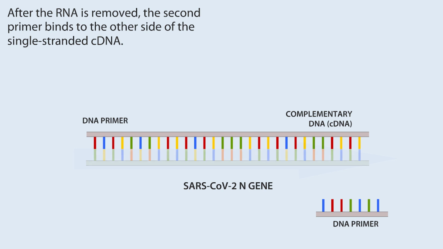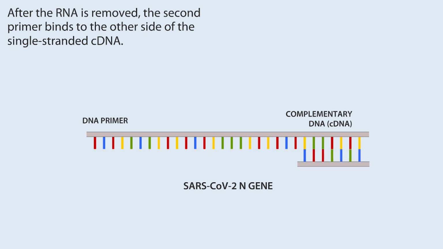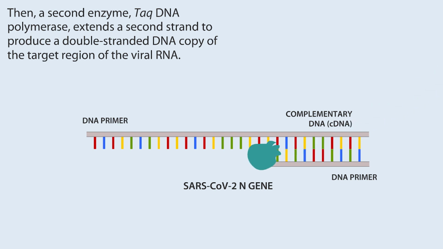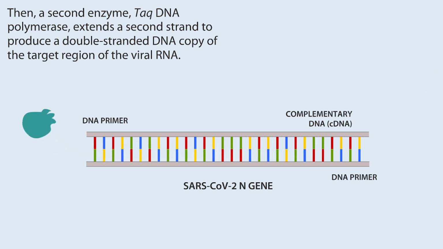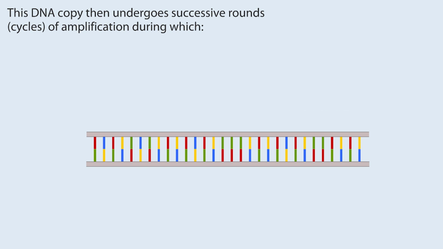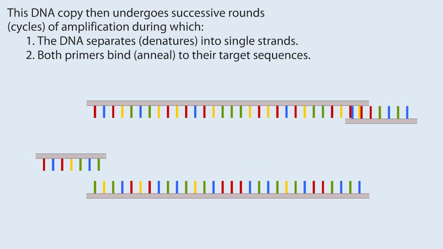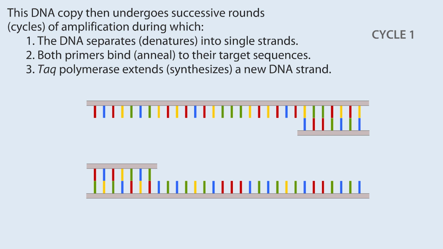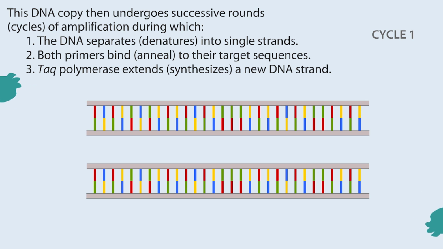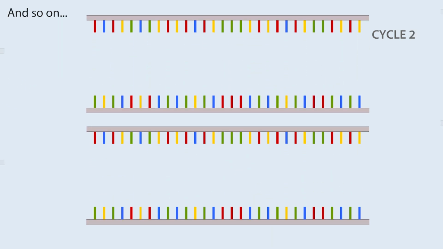After the RNA is removed, the second primer binds to the other side of the single-stranded cDNA. Then, a second enzyme, taq-DNA polymerase, extends a second strand to produce the double-stranded DNA copy of the target region of the viral RNA. This DNA copy then undergoes successive cycles of amplification during which the DNA separates, denatures, into single strands, both primers bind, anneal, to their target sequences, taq polymerase extends, synthesizes, a new DNA strand, and so on.